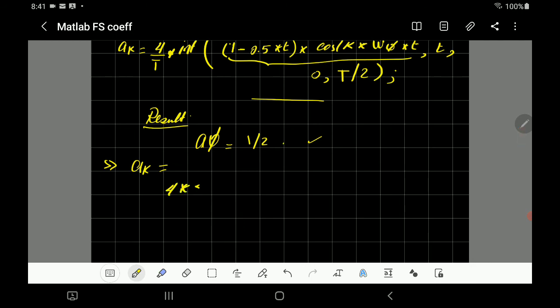I'll write exactly what I got in MATLAB: 4 times sine of pi times k divided by 2, in a bracket, to the power 2, another bracket, divided by pi times 2 k to the power 2. That's what you got.